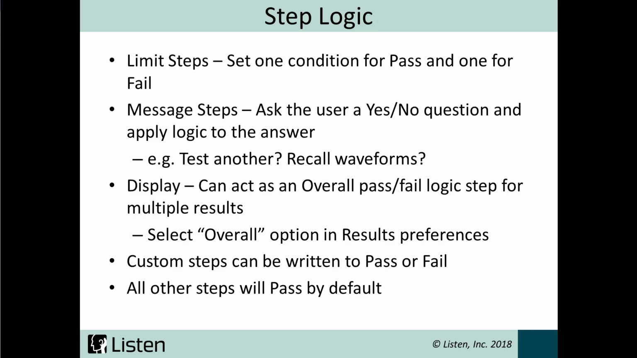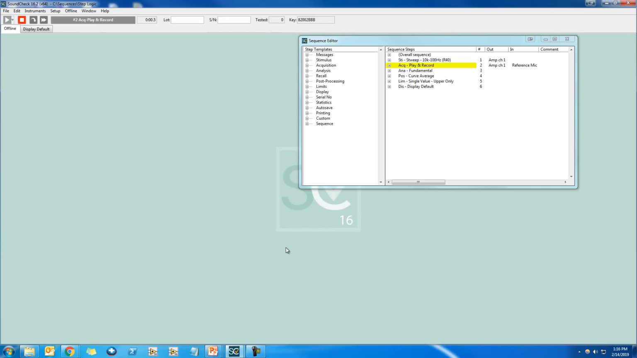If we displayed 5 limit steps, for example, on a display, if any of those failed, the display would fail, but if all of them passed, the display would pass. Custom steps can also be written to pass or fail. Let's open up SoundCheck and look at how we could implement this.